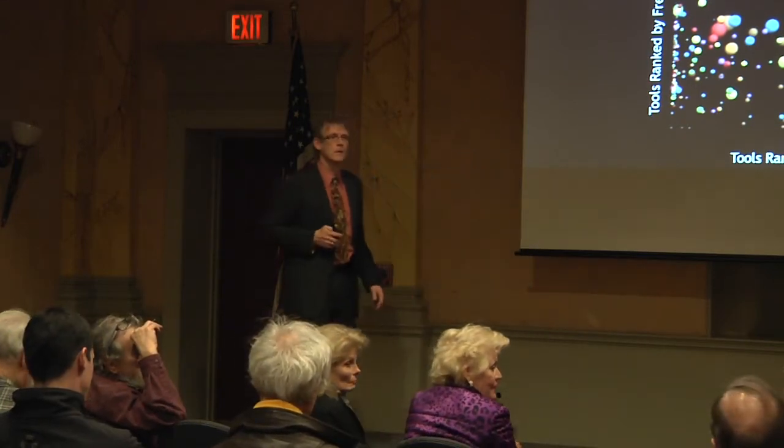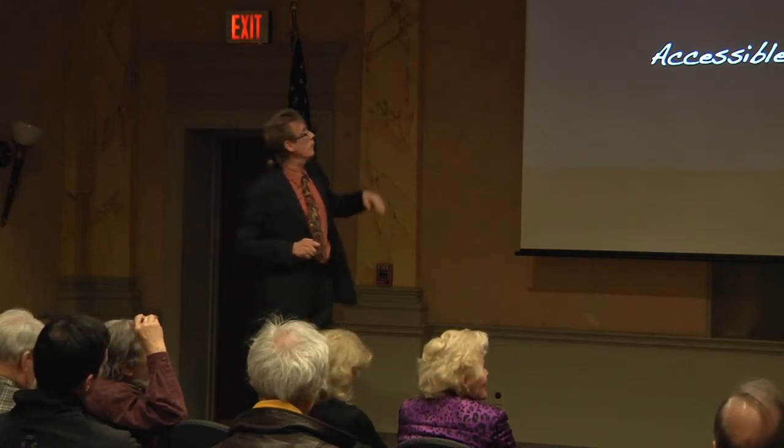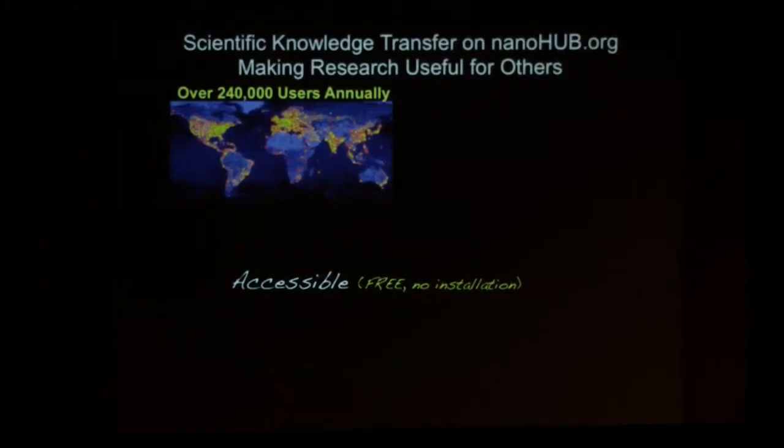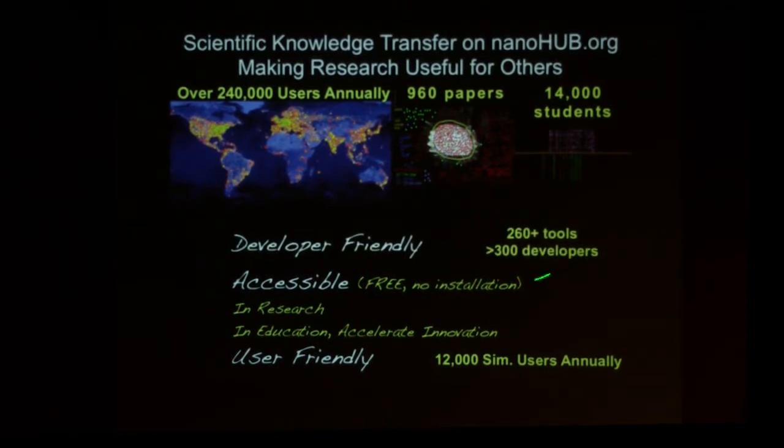Okay. So, let me just sort of wind this up here. So apparently we're accessible. We think we're user-friendly because people use us for publications. They use us in the classroom, in research, in education. I think with over 300 developers that participate, most of them are not being paid, we must be somewhat developer-friendly.